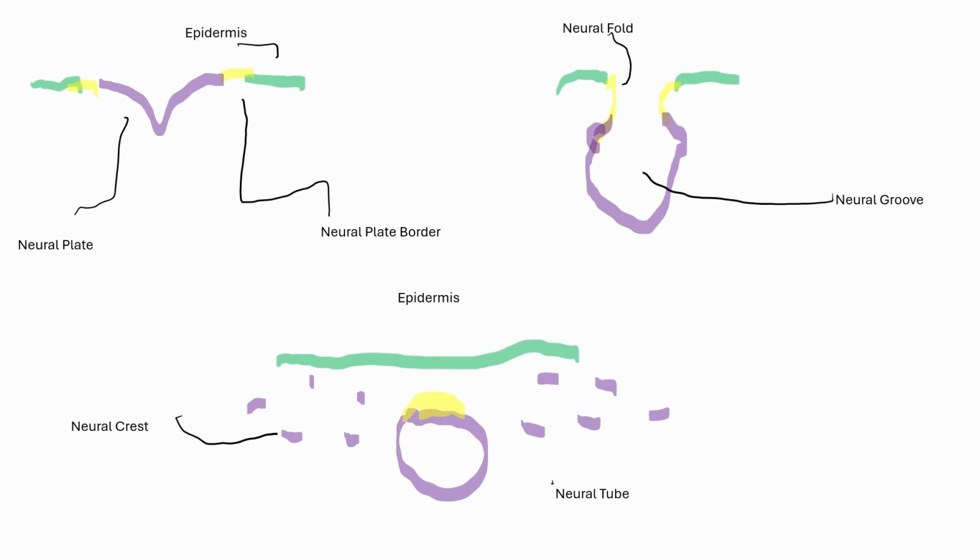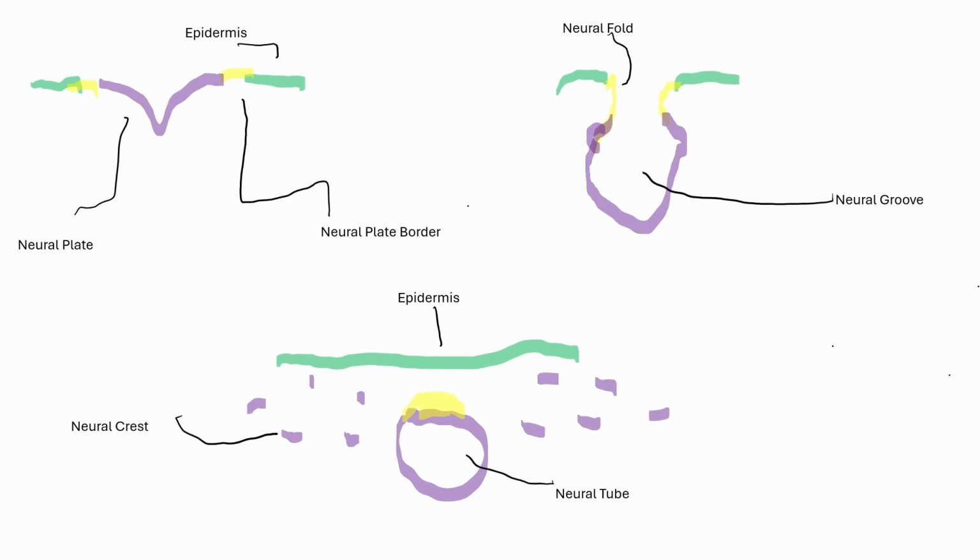Cells from the neural folds then separate from the ectoderm and form a cluster of cells. The cluster of cells is known as the neural crest. From the neural crest, cells migrate to form parts of the peripheral nervous system, or the PNS.